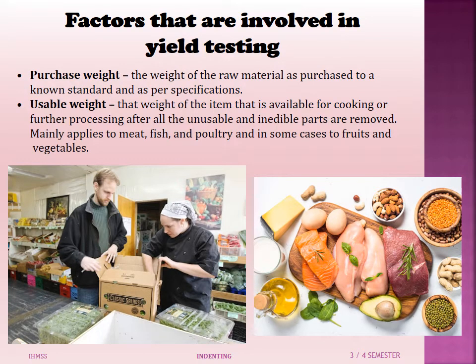Factors that are involved in yield testing: purchase weight and usable weight. Purchase weight is the weight of the raw material as purchased, to a non-standard and as per specification. Usable weight is the weight of the item that is available for cooking or further processing after all the unusable and inedible parts are removed. Mainly applied to meat, fish and poultry, and in some cases to fruits and vegetables.